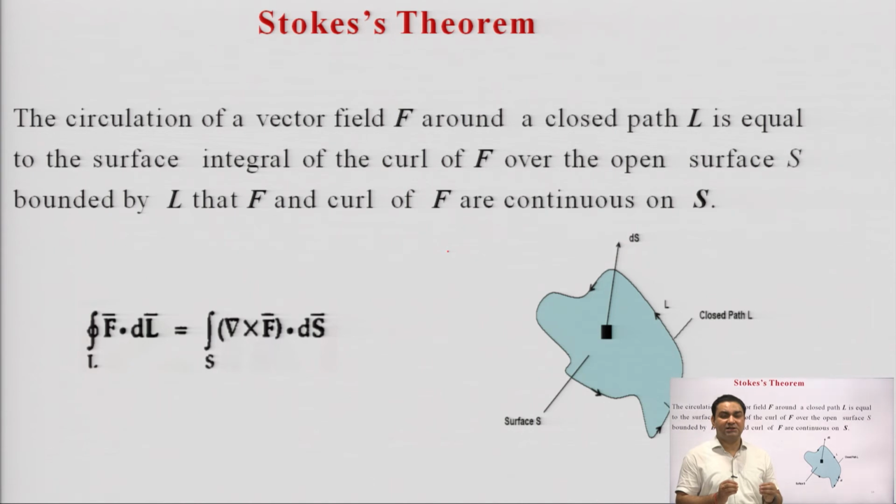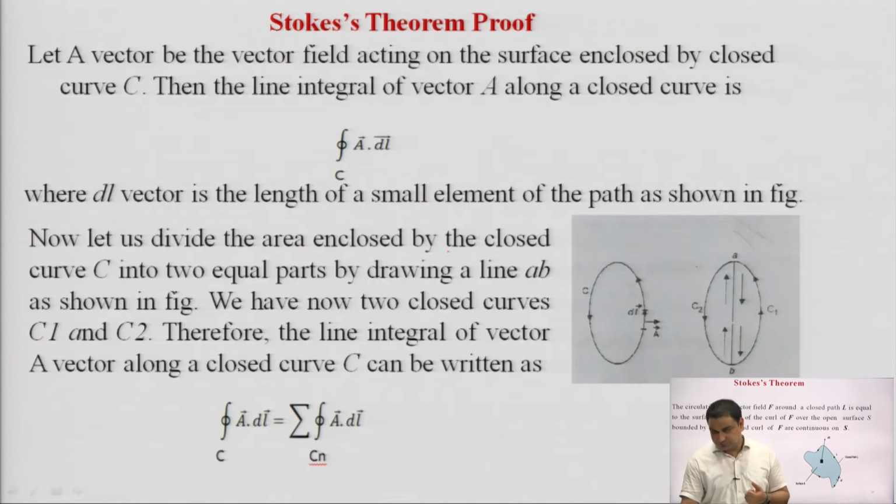The conditions, the limitations and the most suitable things are given in the form of Stokes theorem to generalize it in electromagnetic field theory. The mathematical notation for a vector field F is the line integral of F dot dl, which is equal to the surface integral of del cross F dot dS. You have to remember this Stokes theorem.